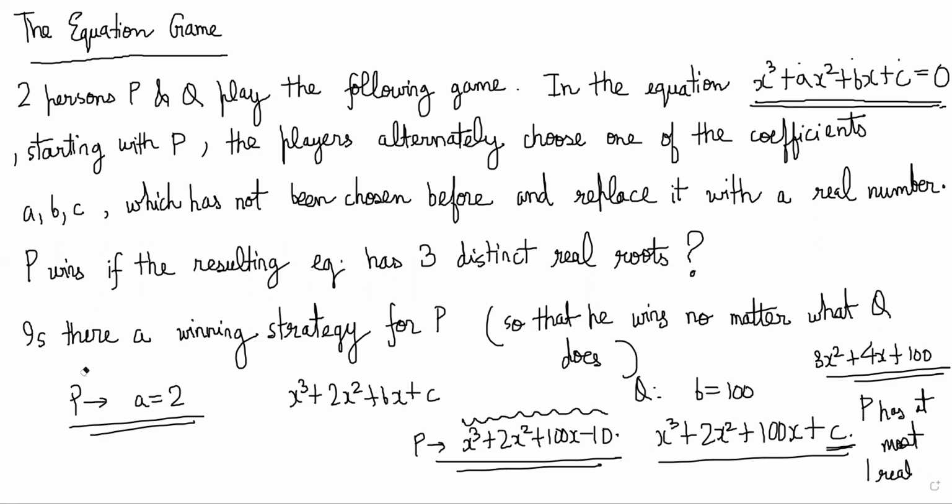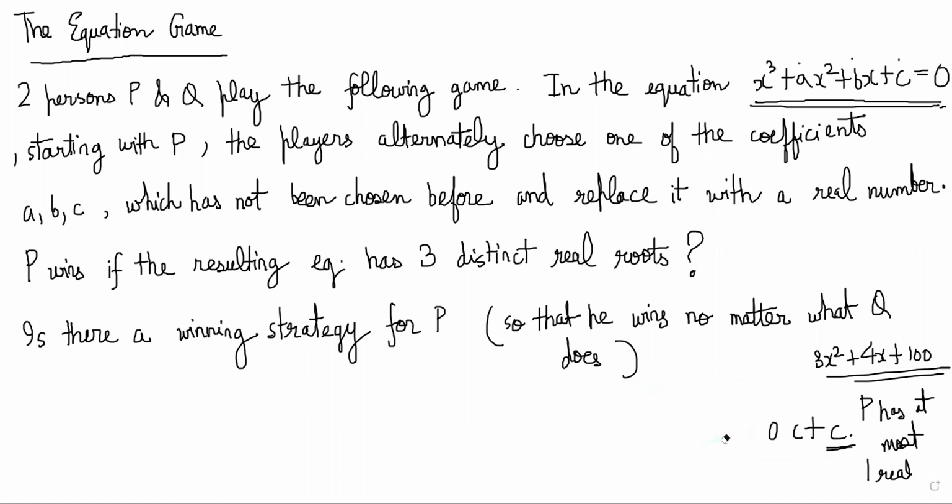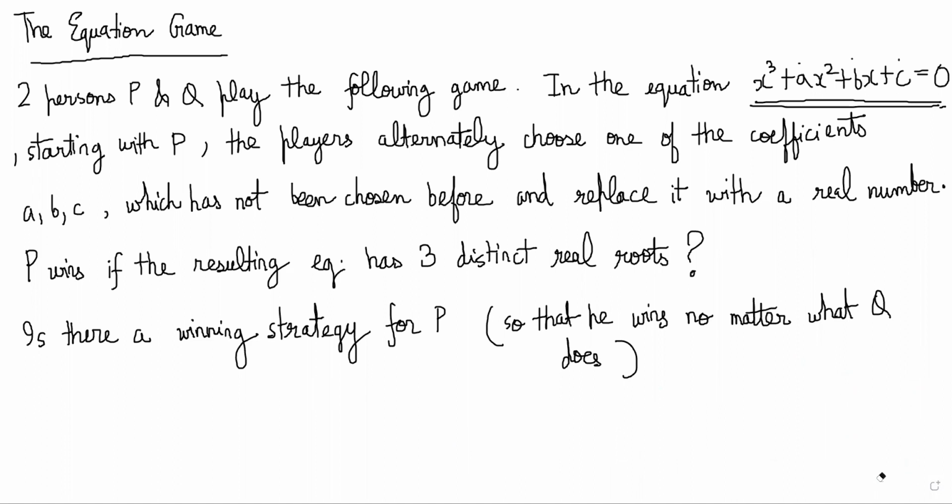Right? So what we want to find out is if there is a strategy by which P can always win, no matter what Q does. So think about it, and I will show you the solution on the next page. It's really interesting. So pause the video and try it yourself. I'll just explain the solution now.